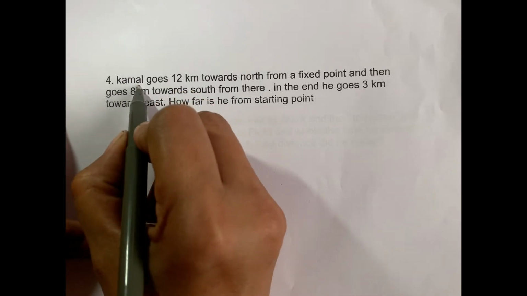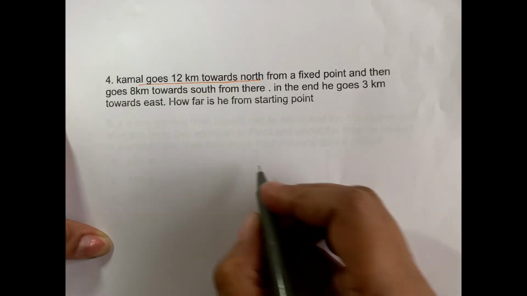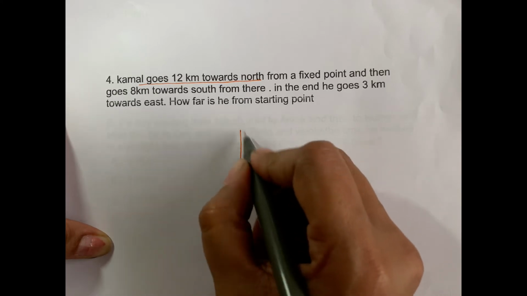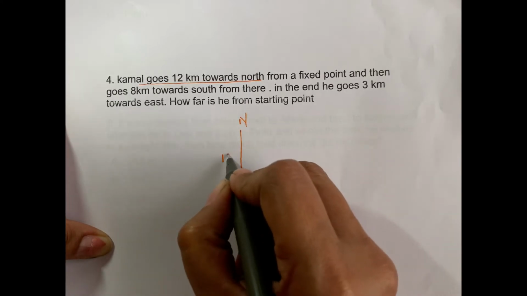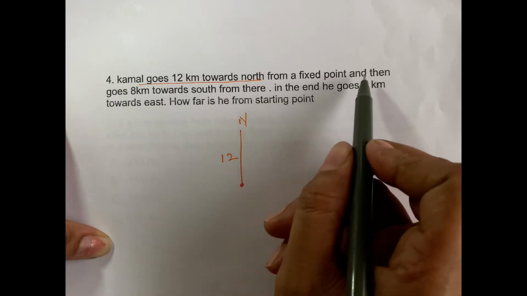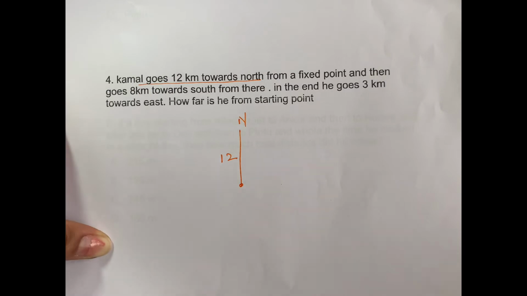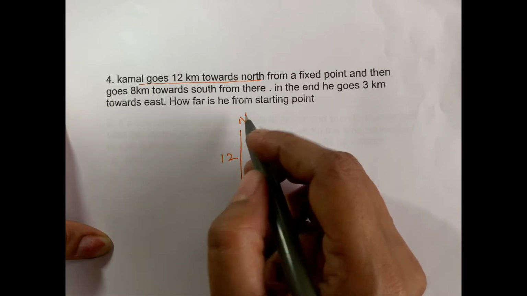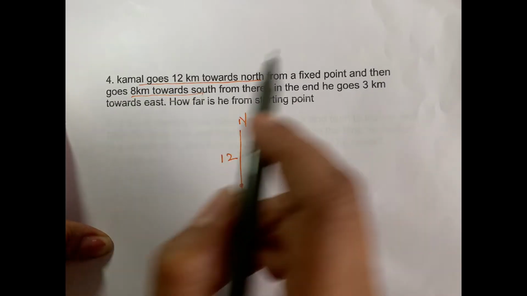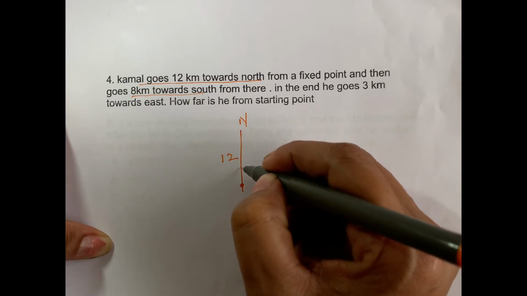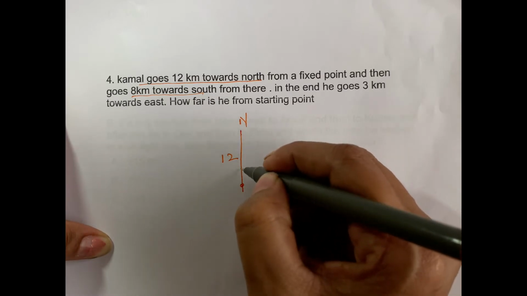So first sentence, Kamal goes 12 kilometers towards north. So we'll write it. This is 12 kilometers towards north. Then he goes 8 kilometers towards south. From here, he is again coming 8 kilometers towards south. So he is coming back, up to 8 kilometers. This complete is 12, so he has come somewhere here as 8 kilometers.